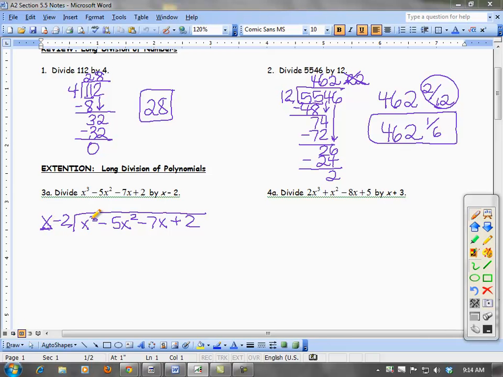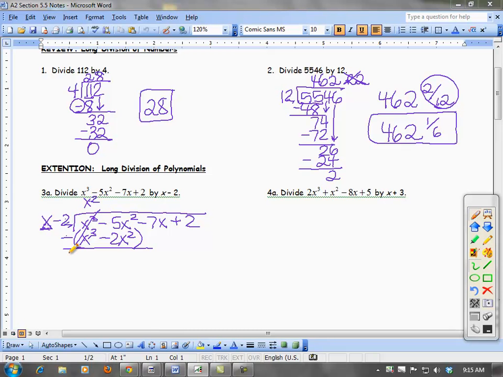Well, I have 3 x's here. I only have 1 here. So an x squared would get me x cubed. So I take this x squared and I'm going to multiply it by both of these numbers out here. So x squared times x is an x cubed, and I'm going to put it right underneath. X squared times negative 2 is a negative 2x squared. And like we did above, once we find our answer, we're going to subtract it. So I'm going to put the subtraction in, but I'm going to put parentheses because we have to subtract the whole thing. Now, x cubed minus x cubed, those are gone.